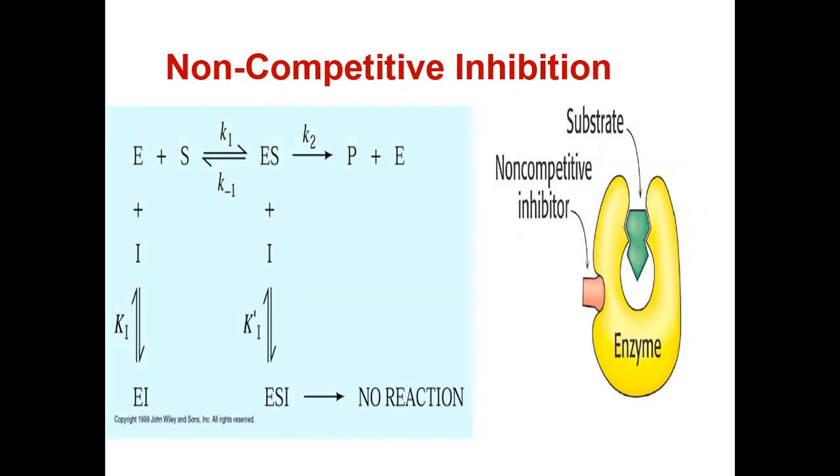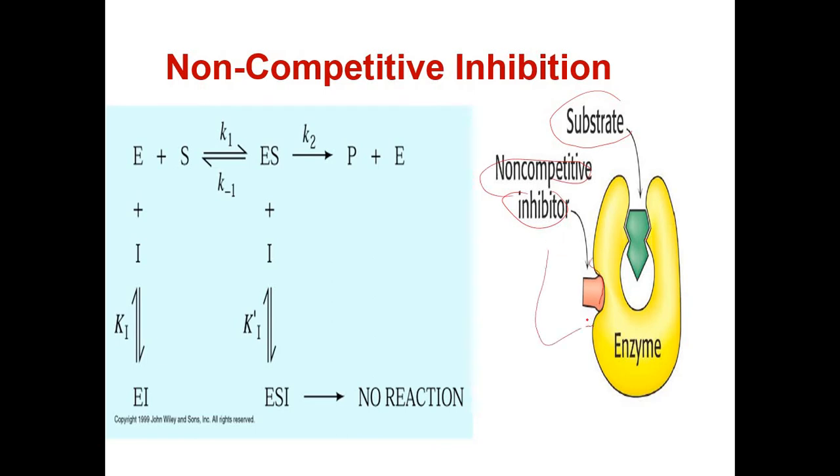Next, another reversible inhibition is called the non-competitive inhibition. Non-competitive means they are not competing for the active site. So the substrate here could have bound to the active site, right? Supposedly, the substrate will bind to the active site. But because of the presence of a non-competitive inhibitor, this non-competitive inhibitor will bind to another site of the enzyme.